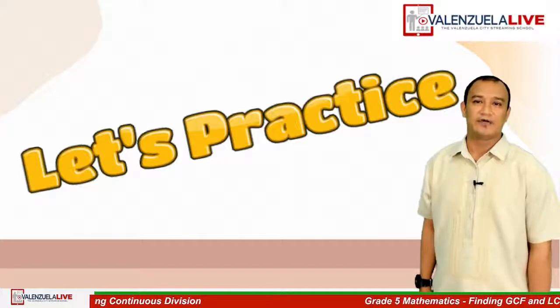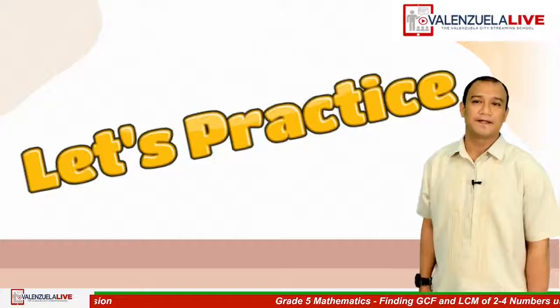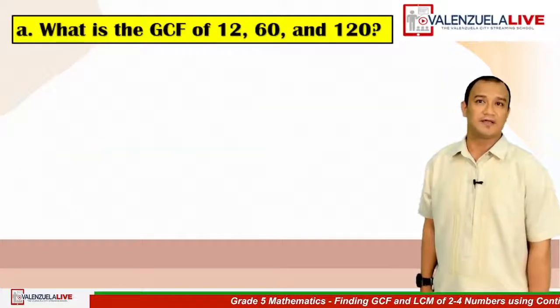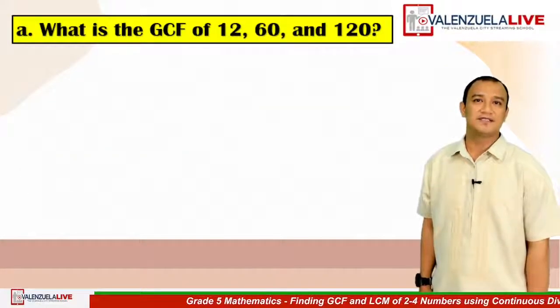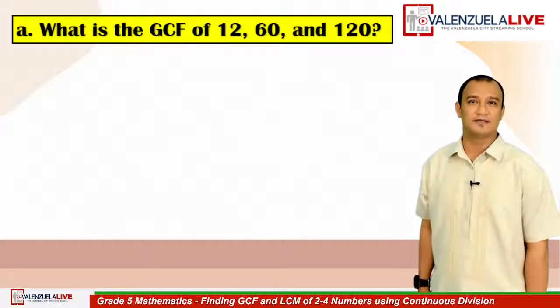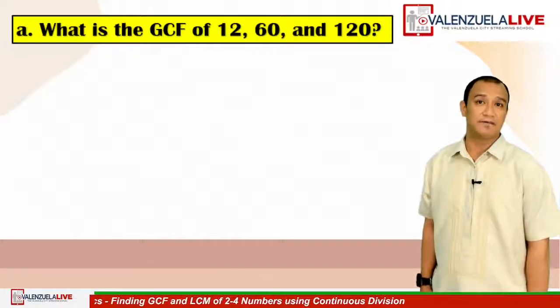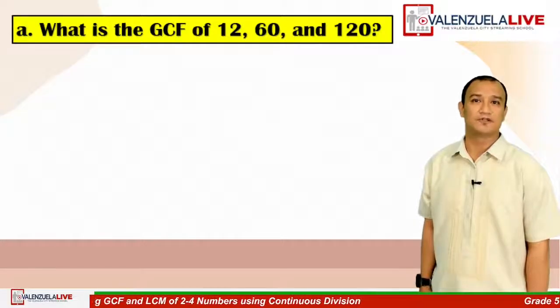Now, are you ready for our practice grade 5? Okay, good. Now, let's have letter A. What is the GCF of 12, 60, and 120? So let's follow the steps in finding GCF using continuous division.